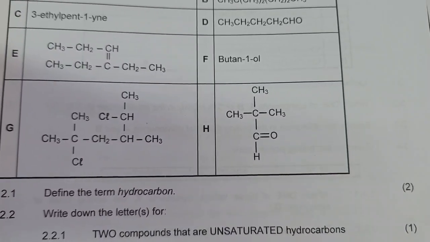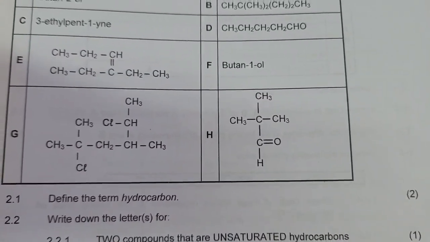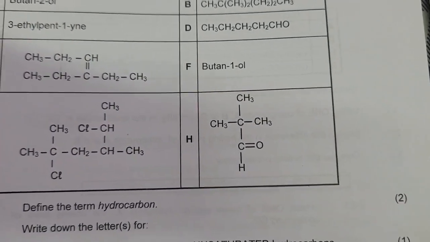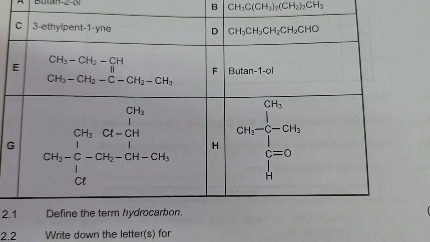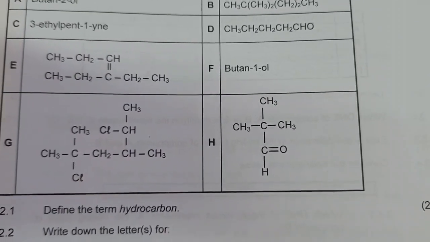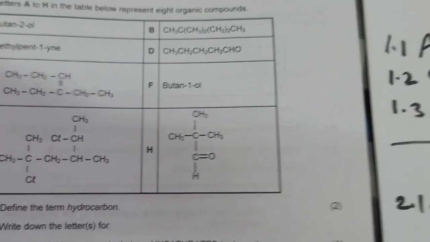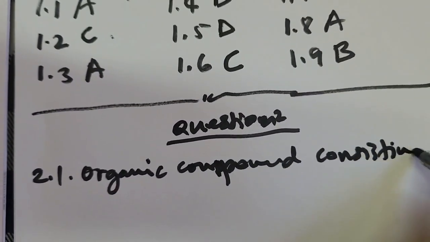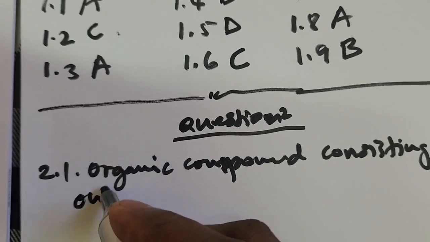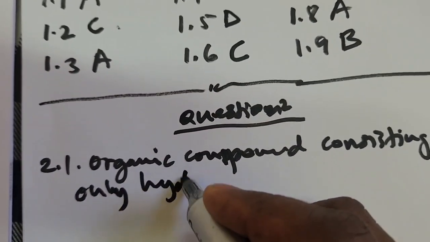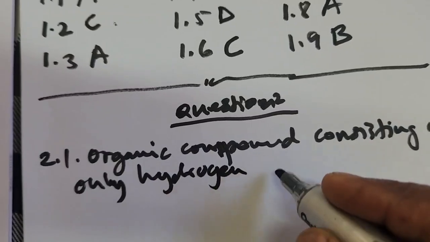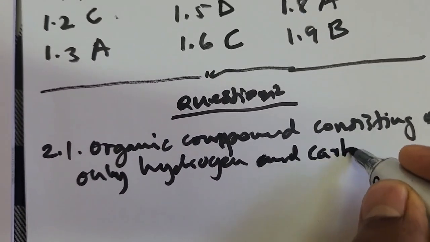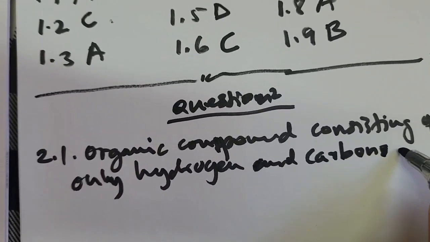The first one, they say define the hydrocarbon. Remember, this one will be an organic compound, that's 2.1. Organic compound consisting of only hydrogen and carbon. The word only should be there. Only hydrogen and carbon atoms.